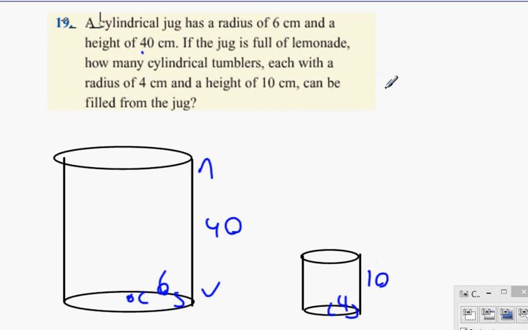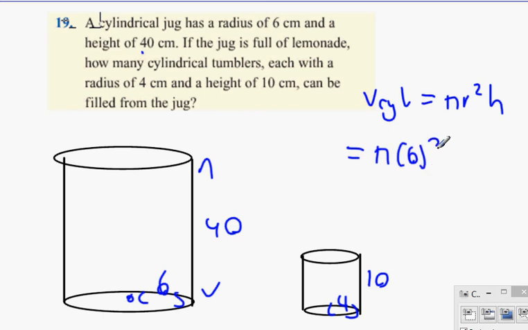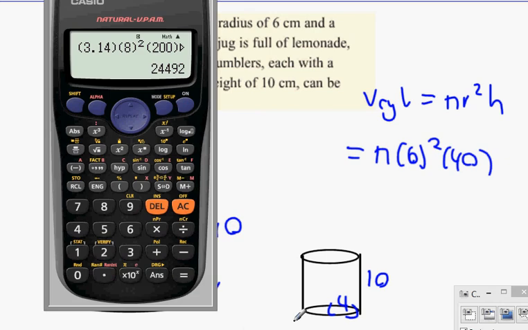We use the volume of a cylinder formula again, which is pi r squared h. We'll get the volume of the big one first, which is pi times 6 squared times 40. Shift pi, bracket 6 squared multiplied by 40, and what we get is 1,440 pi.